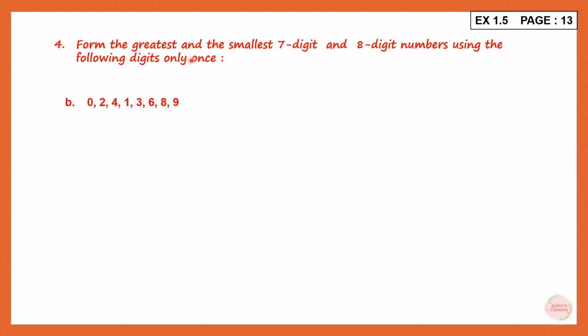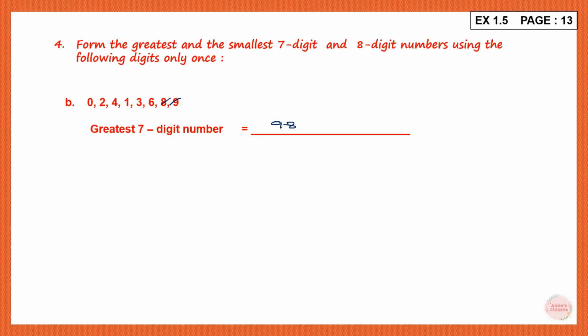Question 4. Form the greatest and smallest 7-digit and 8-digit numbers using the following digits only once. So similar question. We have another set of numbers here. Let's begin. So greatest 7-digit number. So this is the same question, 4A and this is 4B. Greatest 7-digit number, start with the greatest number 9, 8. So let's write that. We have 9, 8.